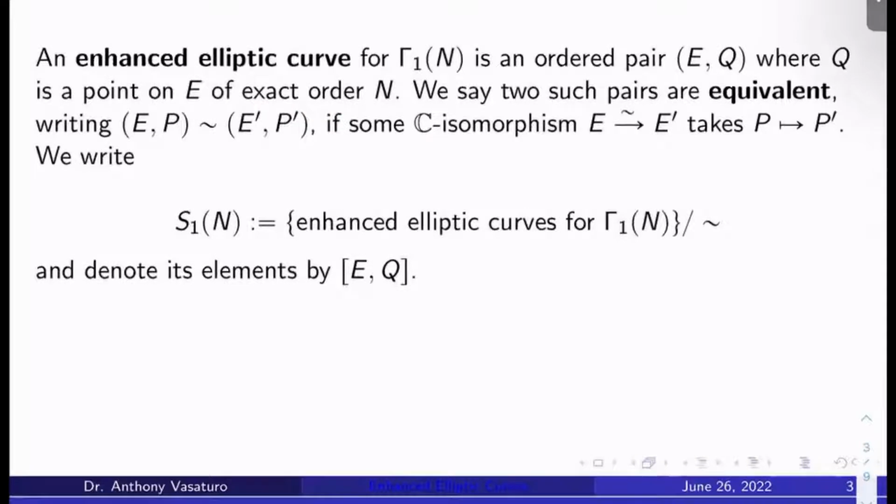So we're going to say two such pairs are equivalent, writing (E, P) tilde (E prime, P prime) in the usual way, if some C isomorphism from E to E prime, you guessed it, takes P to P prime. And we'll write S1 of n to be the set of all enhanced elliptic curves for gamma 1 of n mod equivalence. And we'll denote elements of S1 of n by bracket E comma Q. So those will be equivalence classes of enhanced elliptic curves for gamma 1 of n.